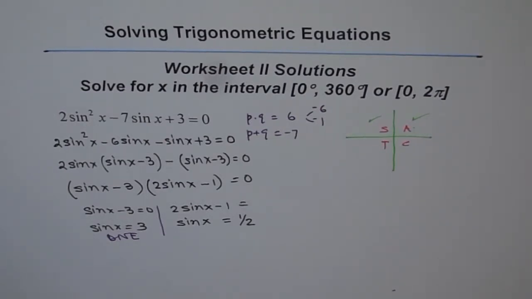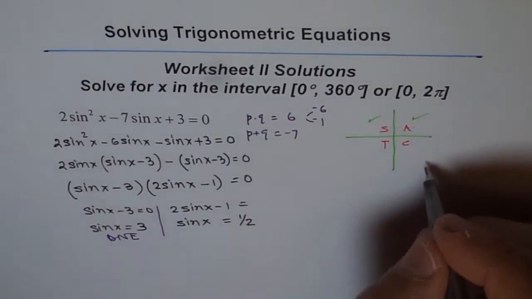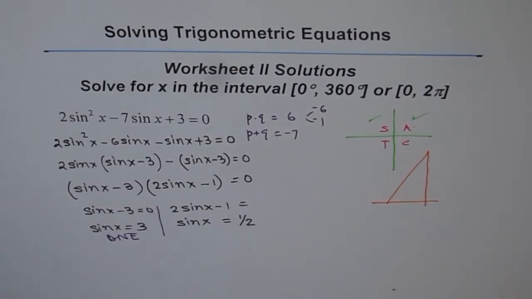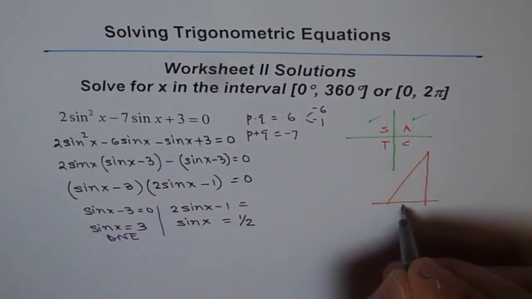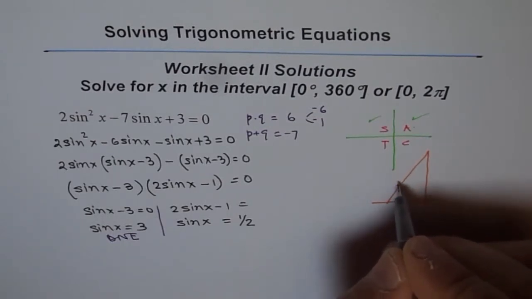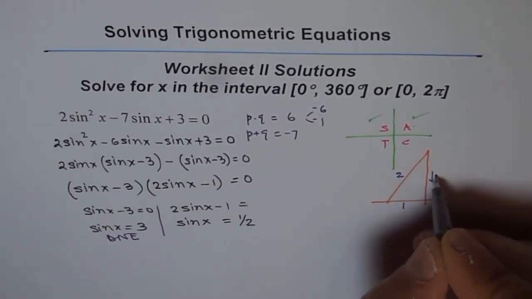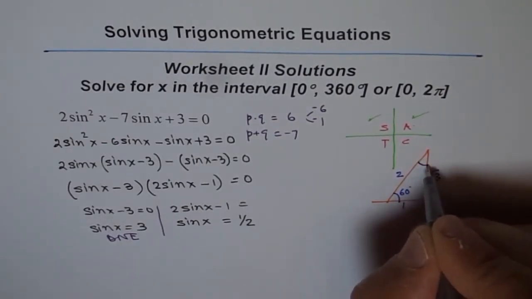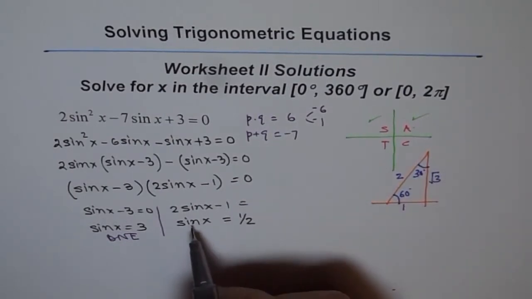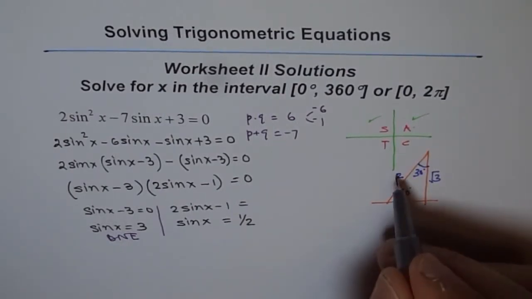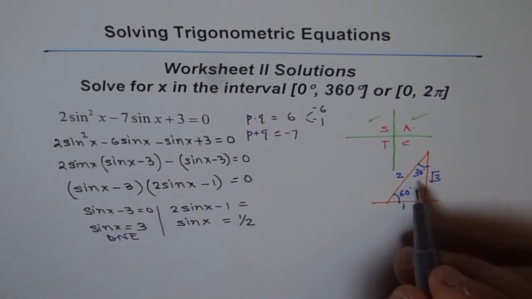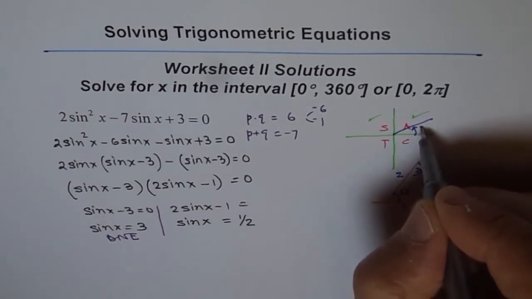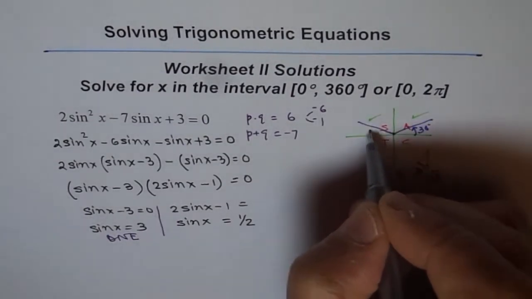Sine x is half. Now if you remember, half is a familiar triangle to us, right? So that is the 30, 60, 90 triangle, correct? In this triangle, if I write the sides, this is 1, 2, square root 3, correct? And that is 60 degrees. And this is 30 degrees, correct? Sine is half, that means 1 over 2. And we're talking about 30 degrees here. Therefore, we get the related acute angle here as 30 degrees.